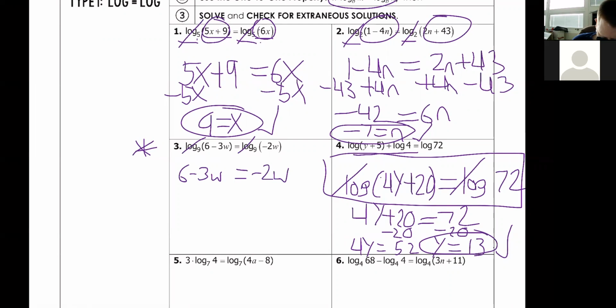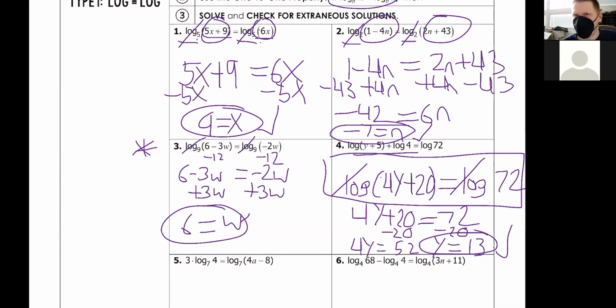Like this one, if you add the W, did I do that right? Oh, yeah. You would just get 6 as your answer. But here's the deal: if you plug this back in, you're going to get -12, and you're going to get -12.